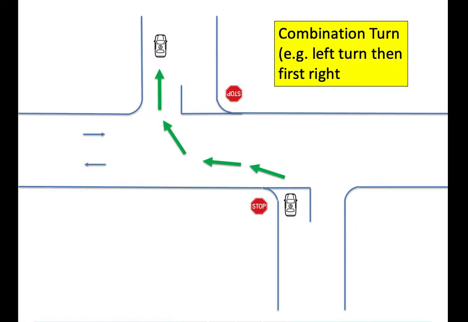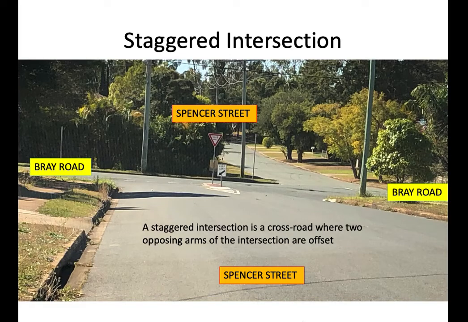Roundabouts, combination turns. In this situation, the examiner would ask the applicant to take a left turn, then an immediate right. That is what a combination turn would be. More than one direction given to the applicant at a time. And the reason being is that that right turn comes up very quickly, so that is the reasoning behind giving two instructions up front. Okay, let's take a look at the next one, the staggered intersection.